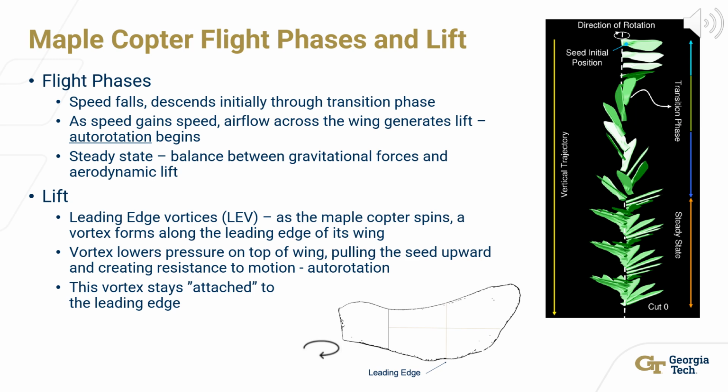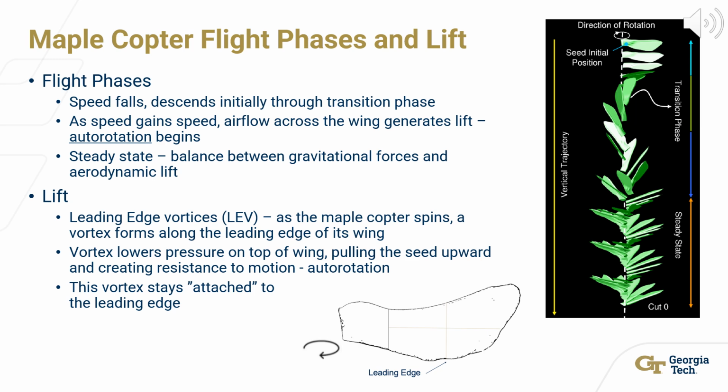When analyzing maple copters, there are two important things to look at: the flight phases and the lift. Shown in the image on the right are the different flight phases. The seed starts at an initial position and then descends through a transition phase. As the seed starts to gain speed, the airflow across the wing generates lift and the autorotation begins. The seed then reaches a steady state fall, which is a balance between gravitational forces and aerodynamic lift, which is a very high stability state.